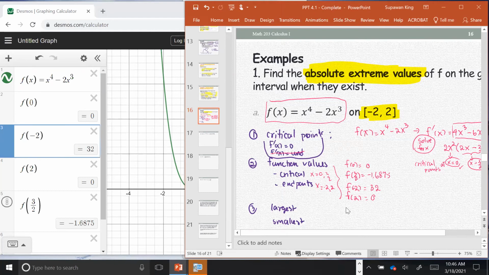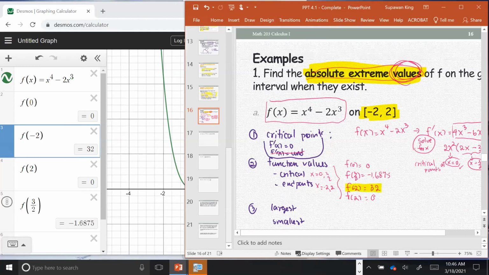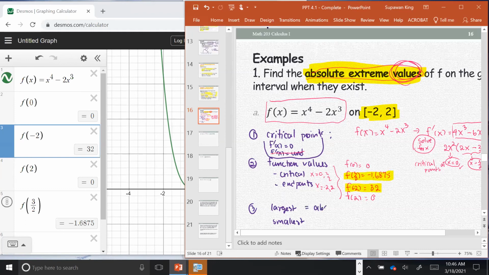And after that, for the last step, we are going to identify the absolute maximum and absolute minimum values. Value means the y value. Now, we just compare which one is the largest. The largest is f at negative 2, which is the value 32. The lowest is f at 3 halves. So we just put them into the answer. The largest, which is the absolute maximum value, equals f at negative 2, which is 32.